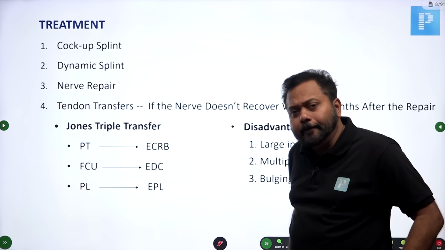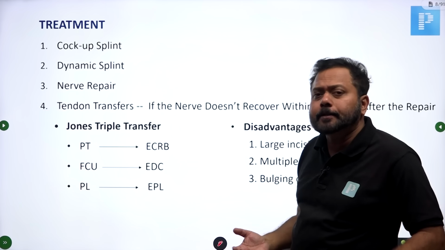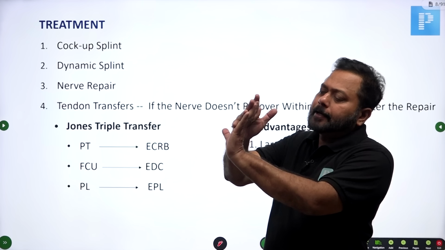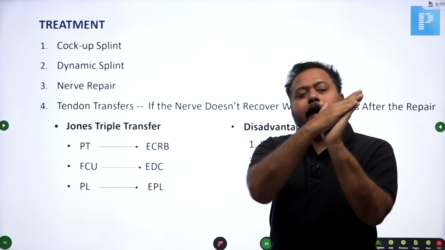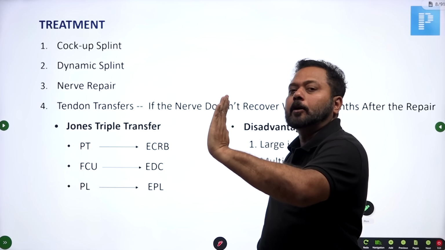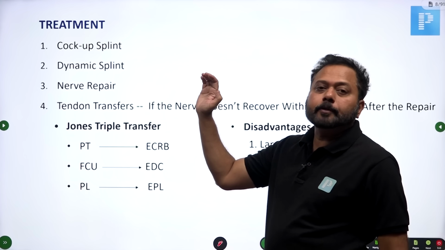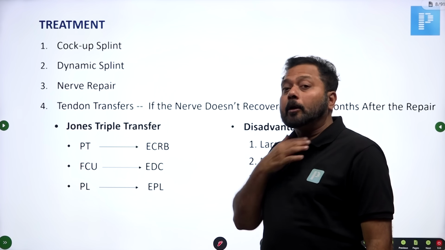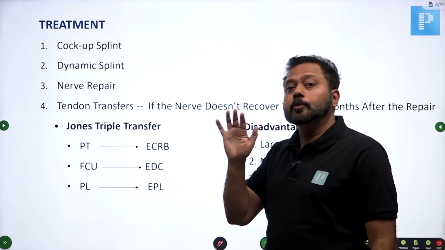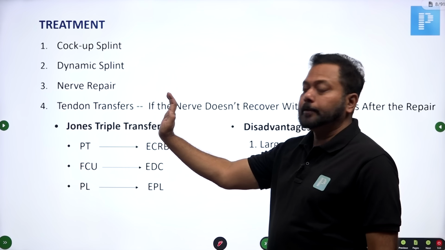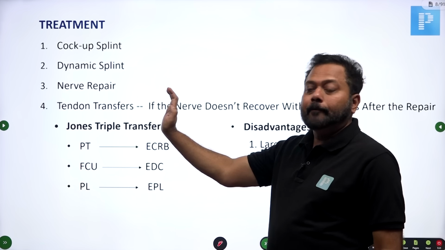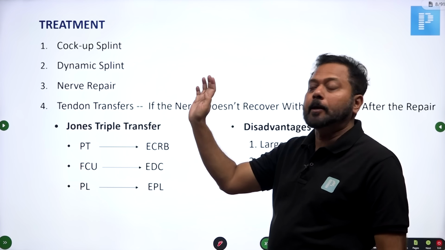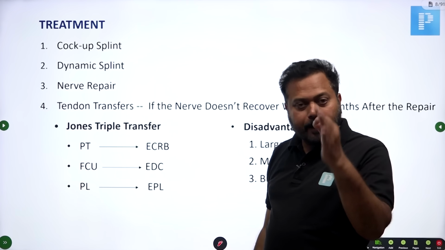And how can we treat a radial nerve palsy, a wrist drop? You just extend the wrist and put a POP slab like this. This is called a static cock-up splint. Like a cock or hen, how the cock will look, it will look like that, always lifting its head like this. So it's called a cock-up splint. When spring is added, that's called a dynamic cock-up splint. So this is the primary treatment.